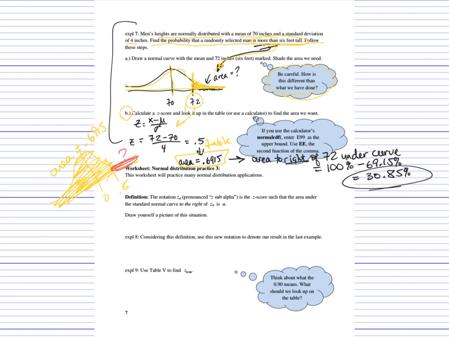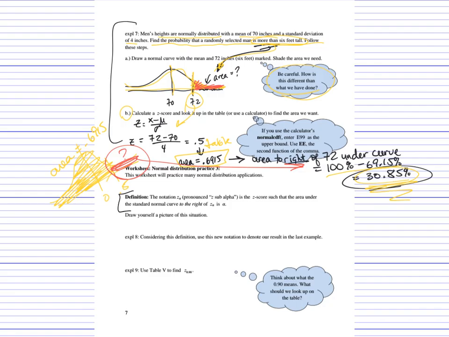But I want the area on the right-hand side, all right, that corresponds to this up here. So, got to subtract it from 100, don't we? Talking about the complement rule once again. So 100 minus 69.15 leaves me 30.85%. So, the probability, if I randomly select a man, the probability that he is more than 6 feet tall is 30.85%.